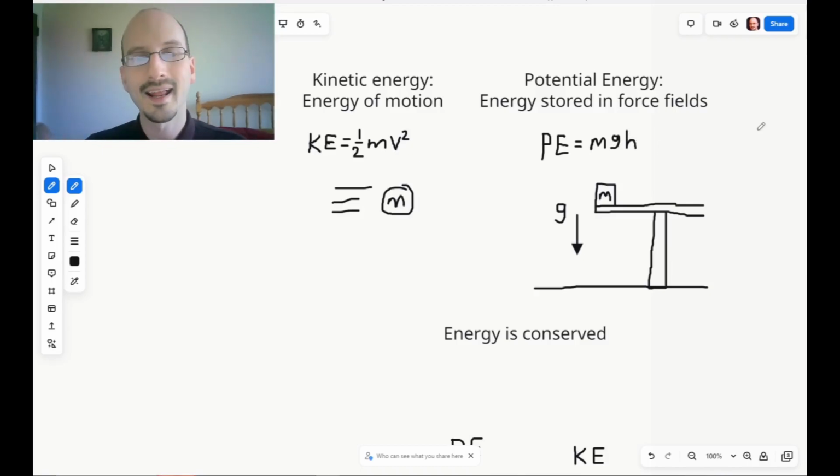And this is not absolute potential energy, it's relative to a reference height that we choose. Usually it's the lowest point. So we say the lowest point has 0 potential energy. But if you choose a different height to be 0, that works too.